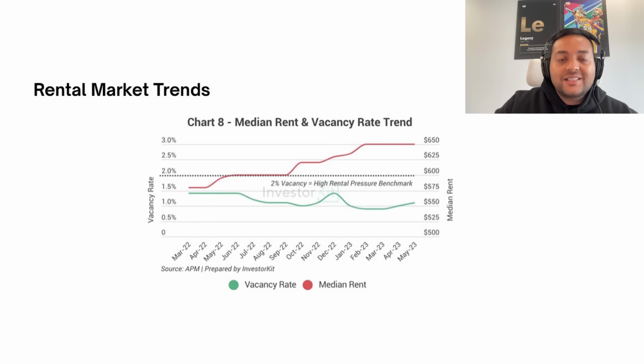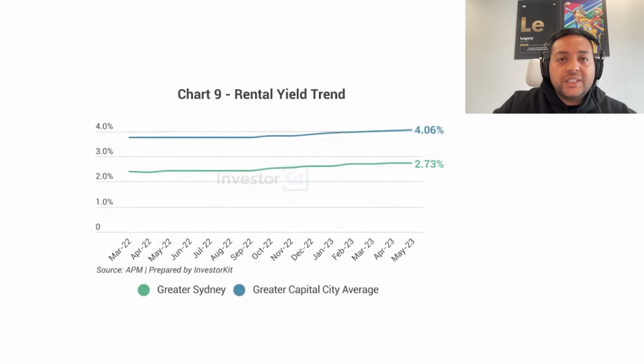Rental markets. This is the key part where rents will continue rising. Vacancy rates upticked a little bit, but they're still very low. You can see this 2% vacancy mark is a benchmark to say that a balanced market is present. At this moment, though, vacancy rates are very low and, in my opinion, expected to stay low for the next couple years. Rental yield trends.